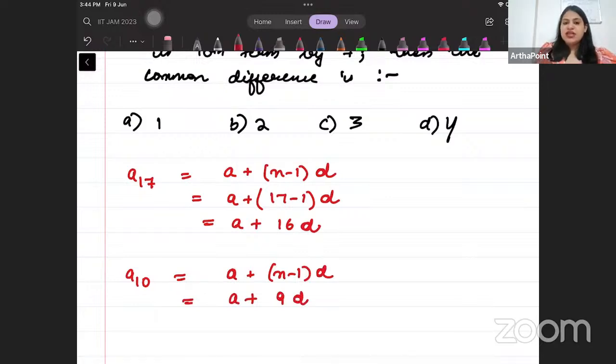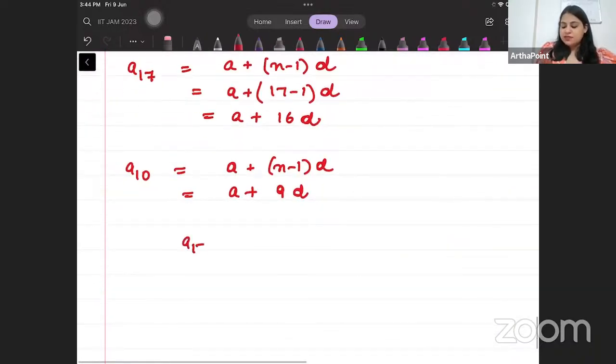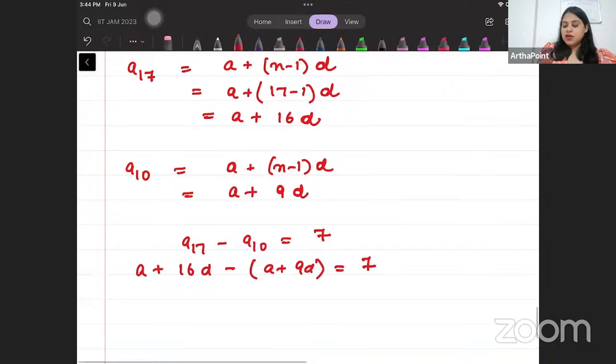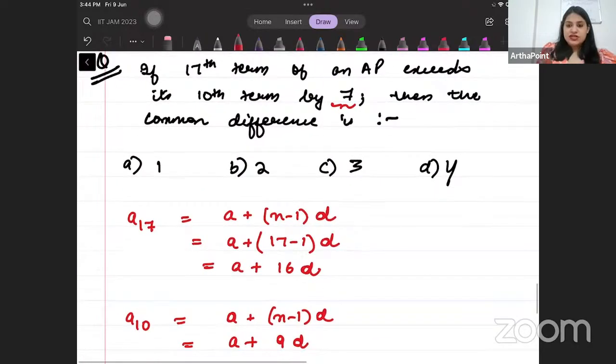Now it says the 17th term exceeds the 10th by 7. That means A17 minus A10 is 7. So A plus 16D minus A plus 9D is 7. This implies, beta, that if you solve this, 16D minus 9D is 7. So 7D is 7. So D will be 1. So the common difference that you will find is going to be 1. That's the common difference, right?